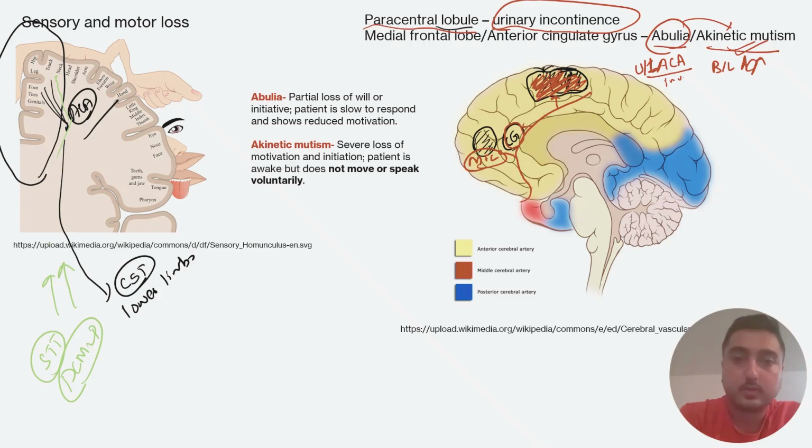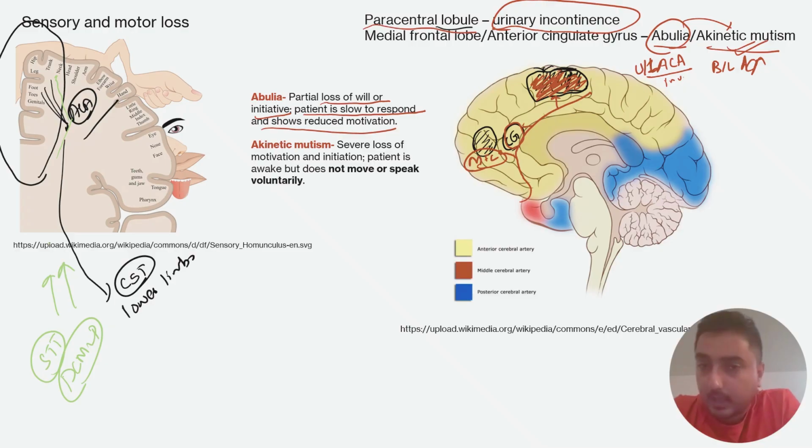So as you can see over here, abulia means the partial loss of will or initiative. The patient is slow to respond and shows reduced motivation. For example, if you ask the patient to raise his or her hand, he or she would not be able to do that right away. It would take some time. So that is abulia.